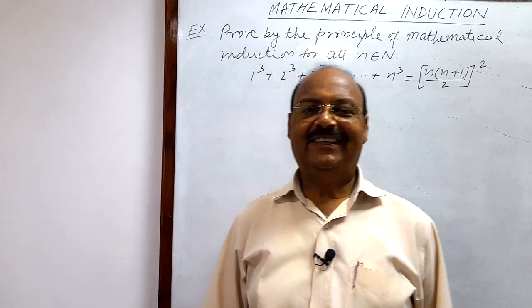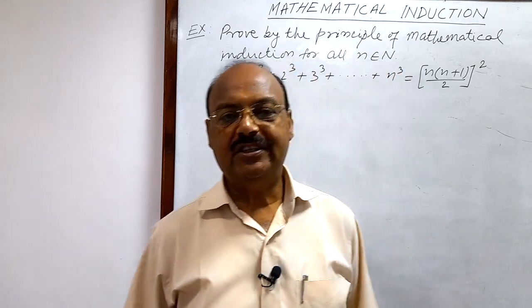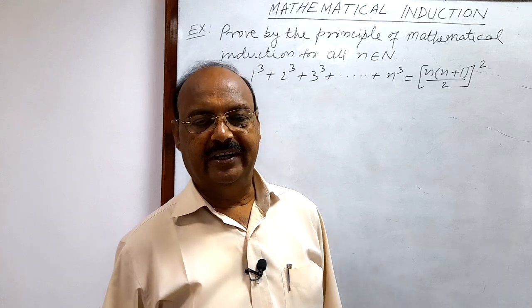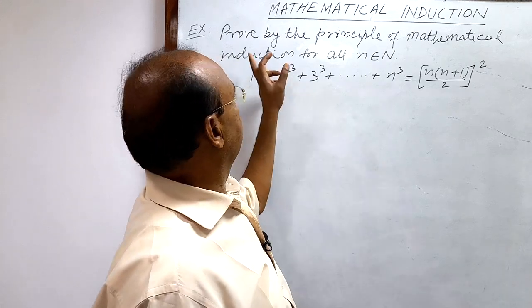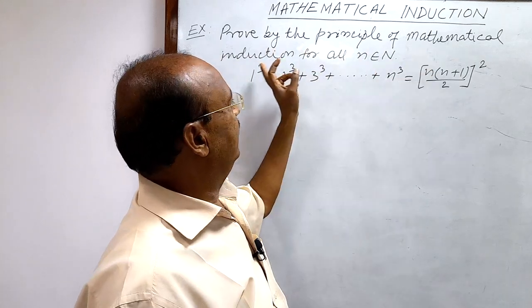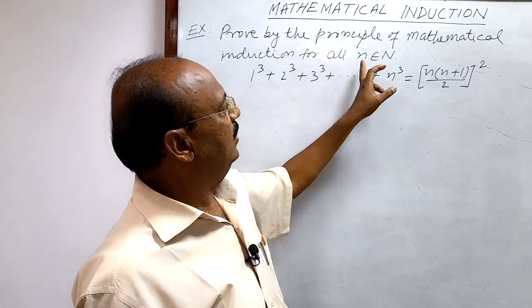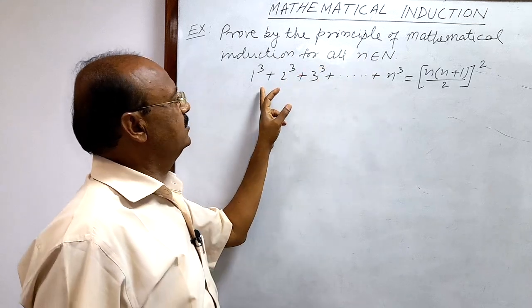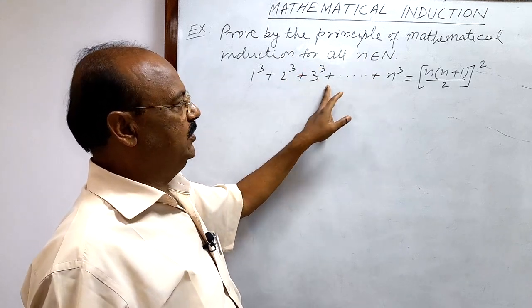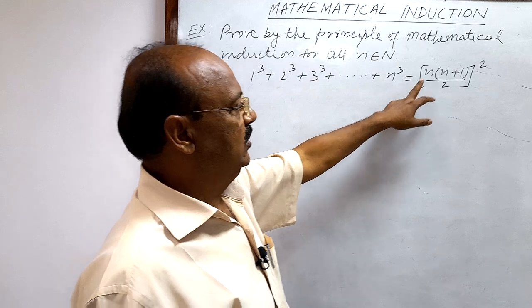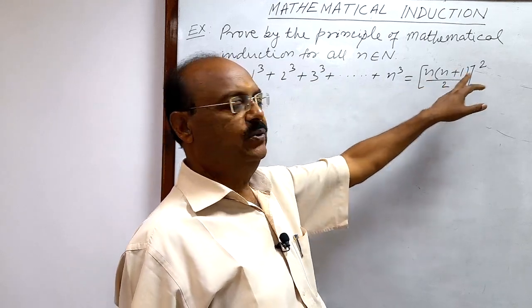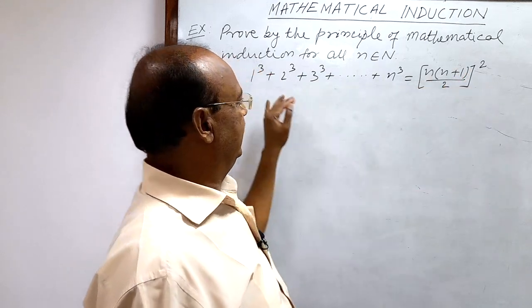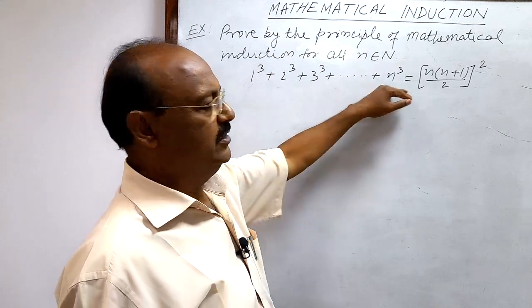Welcome students. Let us see a very important question from the chapter Mathematical Induction. Here the question is, prove by the principle of mathematical induction, for all n belonging to the set of natural numbers, the statement 1 cube plus 2 cube plus 3 cube up to n cube is equal to n into n plus 1 by 2 whole square. So the mathematical statement given here is this one.